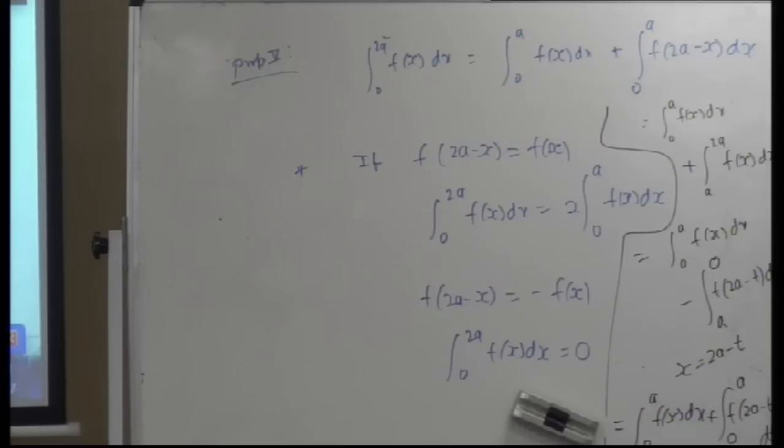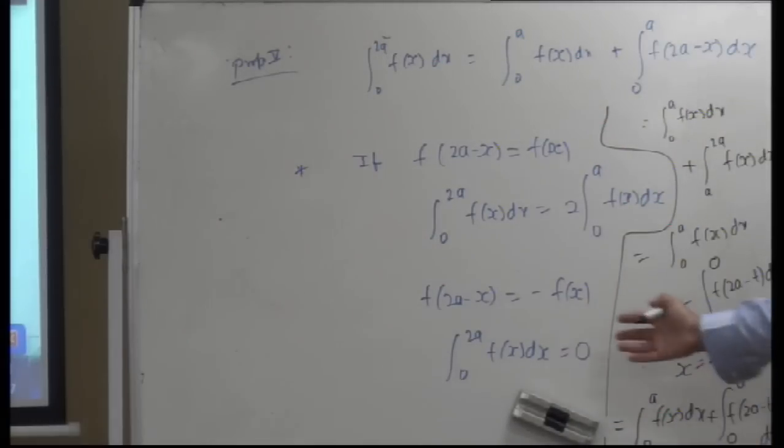Now which property? First property, that you take dummy variable t or you take dummy variable x, it means the same thing. So in this, 0 to a f(x) dx and this 0 to a f(2a minus x) dx. So using the previous properties, we can prove the further properties. Similar was the case with property 4.